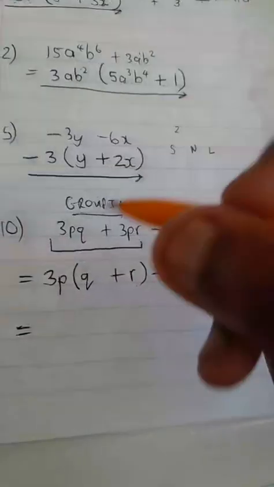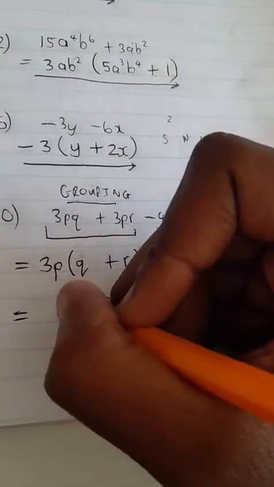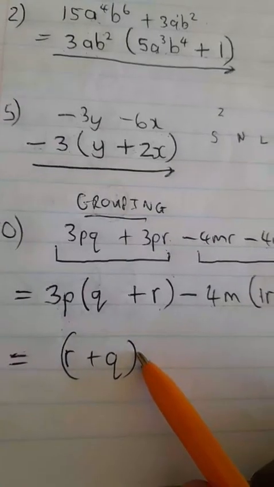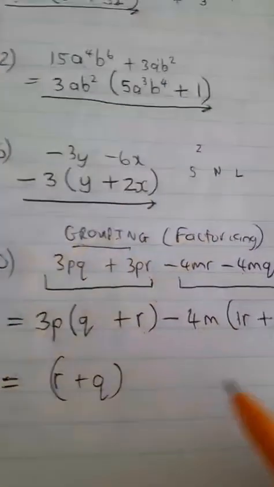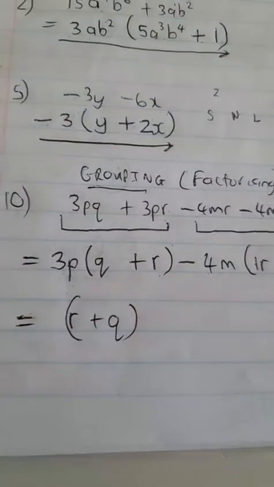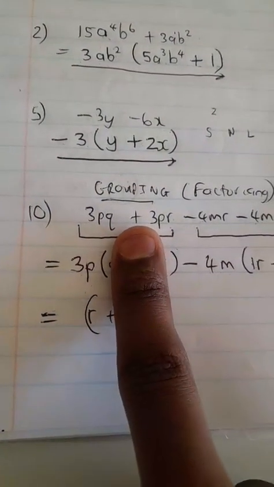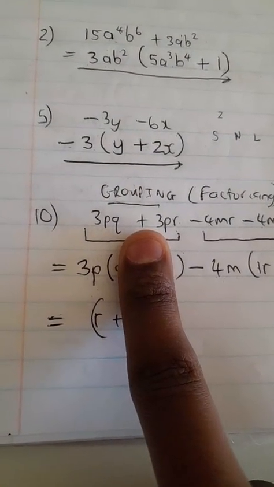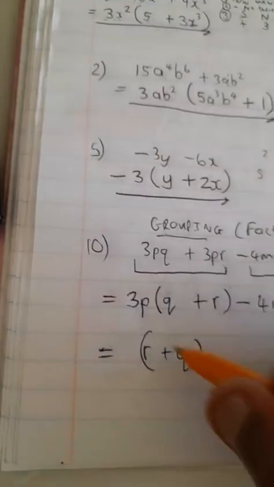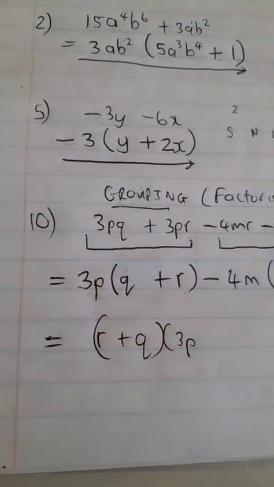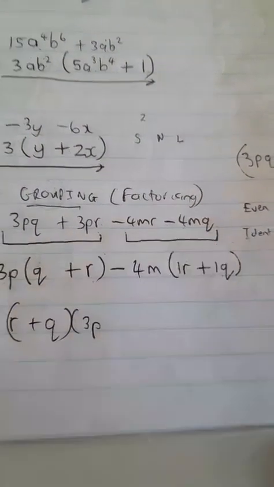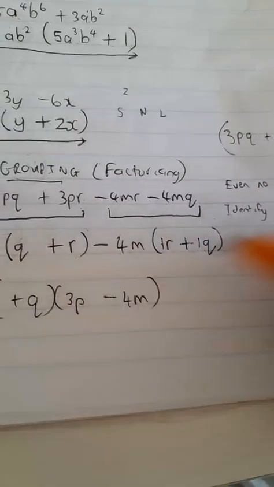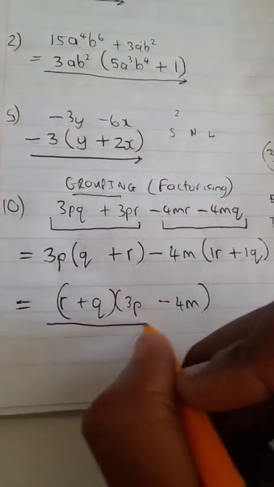So what we can do, we take R plus Q as a common factor. Are you with me? Because we are factorizing. We take R plus Q as a common factor. The minute we do that, if you hide R plus Q on the left, what are you left with on the left hand side? What's exposed? It's 3p on the left. If you hide R plus Q on the right, what is exposed? Negative 4m. Okay, and that is done and dusted.